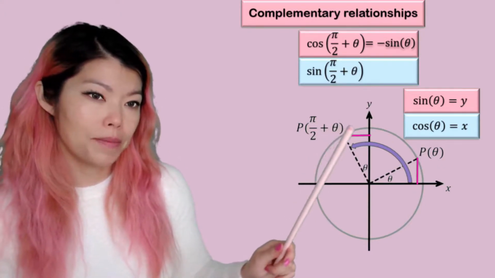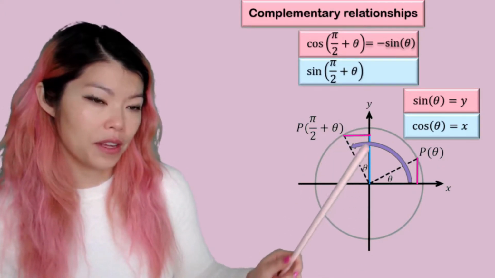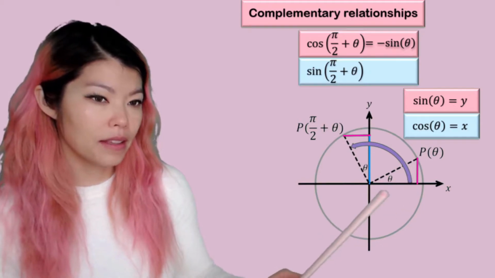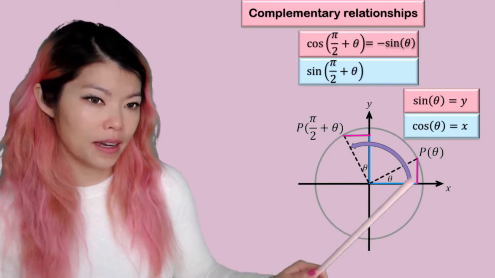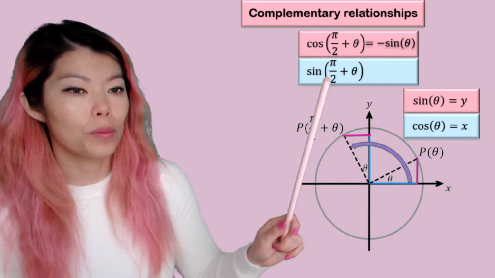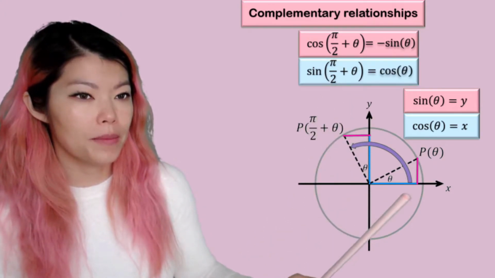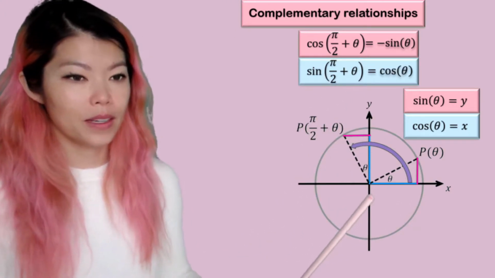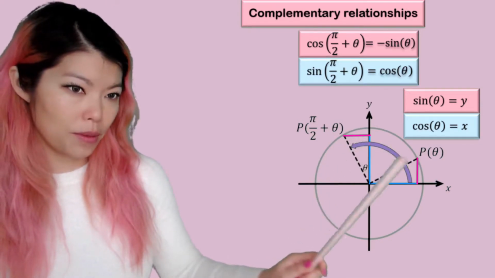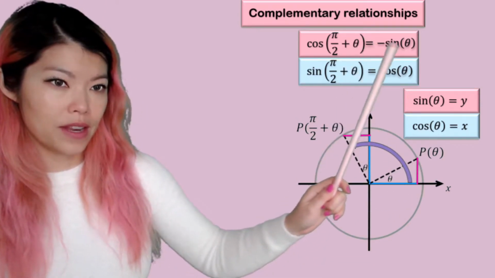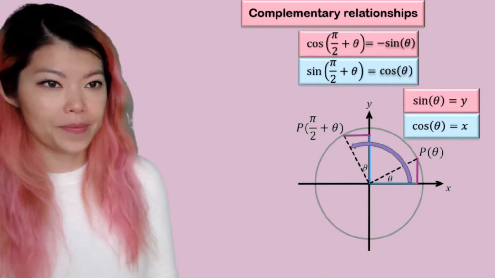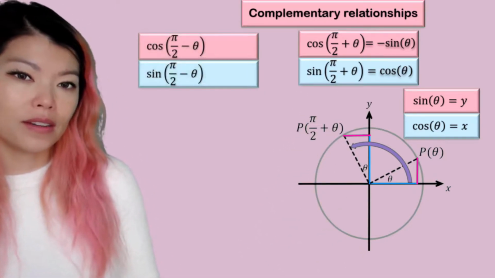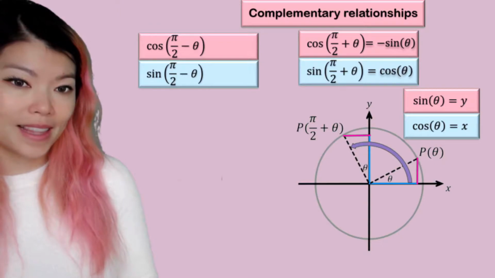What about sine(pi/2 + theta)? That would be this line over here. That looks the same as the cos of theta. So sine(pi/2 + theta) is the same as cos theta. So notice that cos is negative for the pink line, so therefore we have a negative in that expression there. What about when we do pi/2 minus theta?